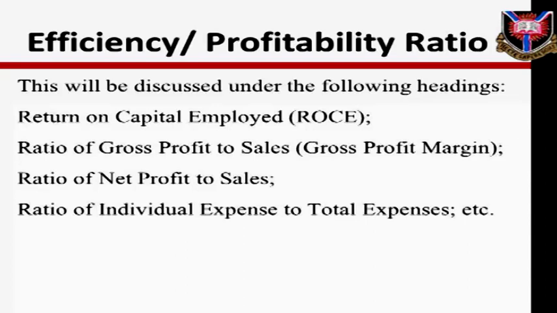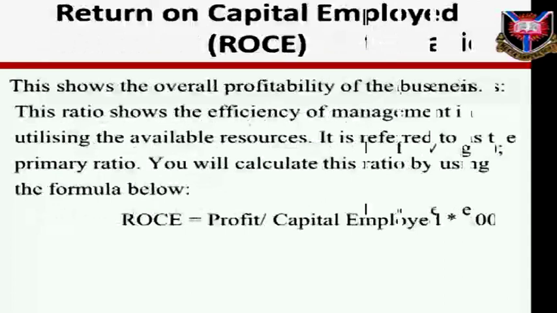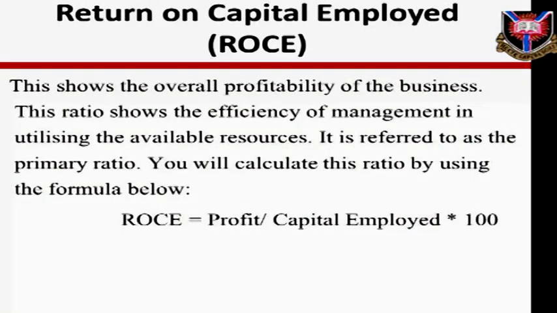Efficiency and profitability ratio. Return on capital employed, ROCE. This shows the overall profitability of the business. This ratio shows the efficiency of management in utilizing the available resources. It is referred to as the primary ratio. You will calculate this ratio by using the formula below.